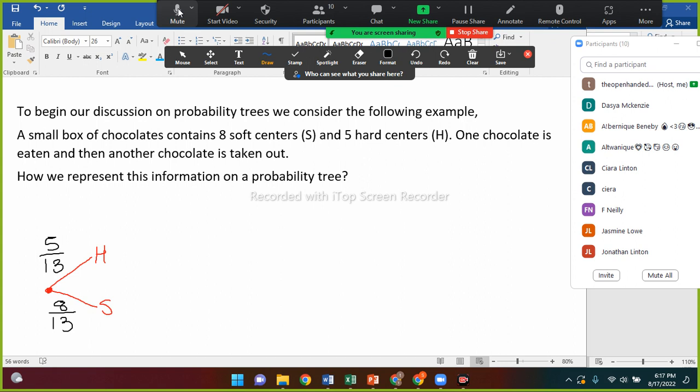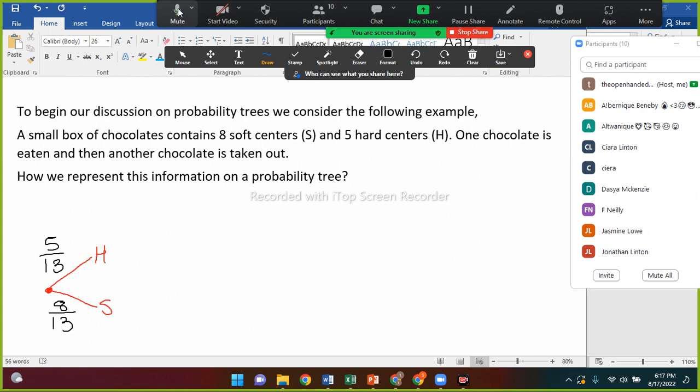But I don't understand something. This says that it's eaten. So wouldn't that mean you take it out and you don't put it back? But remember, you're going ahead of yourself. We just want the probability of choosing one, right? Now they are not eaten yet. We just want the probability that we can get one that has a soft center.